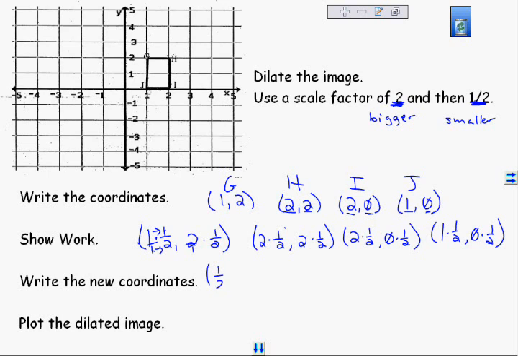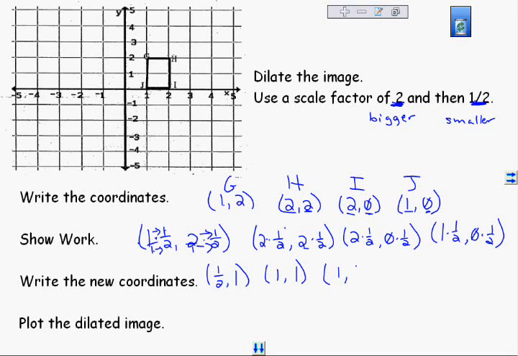1 times 2 is 2. 2 times 1 is 2. 1 times 2 is 2. You cannot leave it like that because you know that 2 over 2 is just 1. Or, if you are good at your fractions, you know that half of 2 is 1.